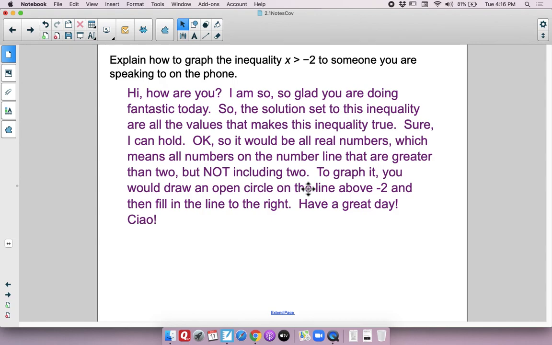So like -1.9999999, yes, that definitely would be part of it, but not -2. To graph it, you'd put an open circle on the line above -2 and then fill in the line to the right, because that's where the numbers that are bigger than -2 are located. Have a great day. Ciao.